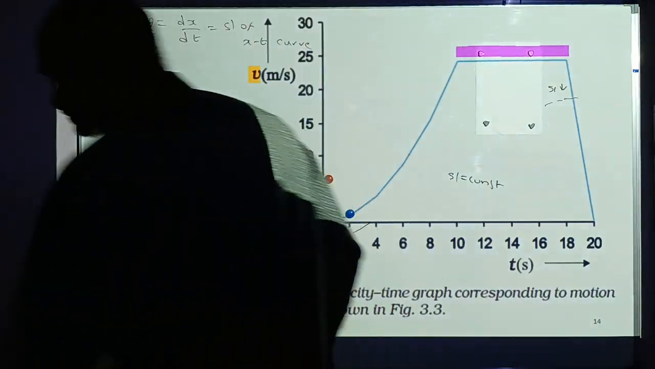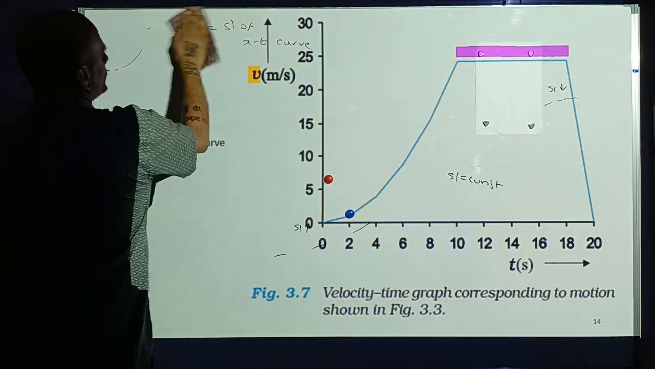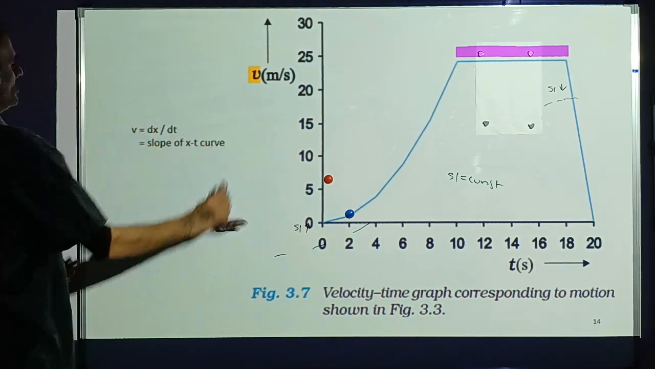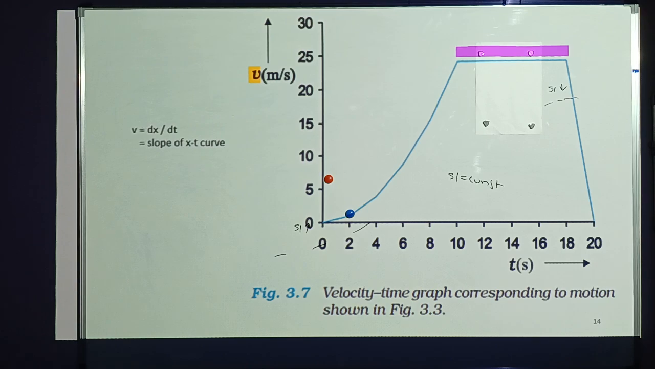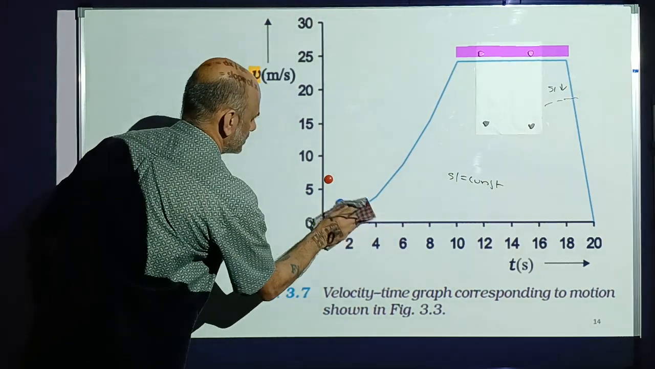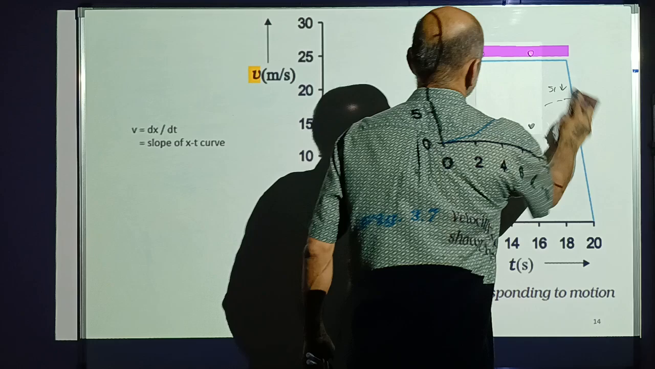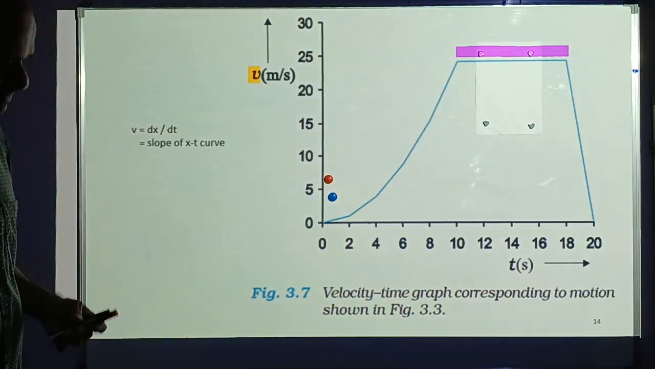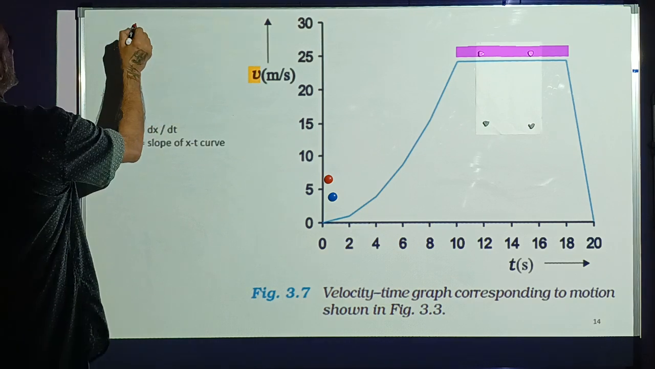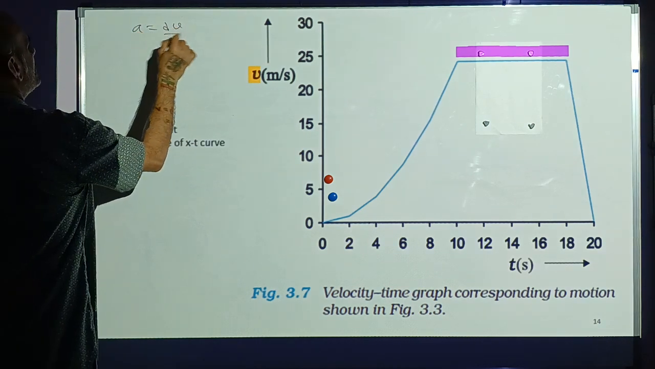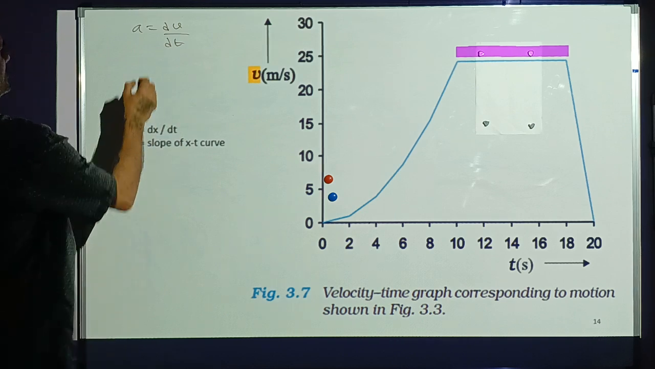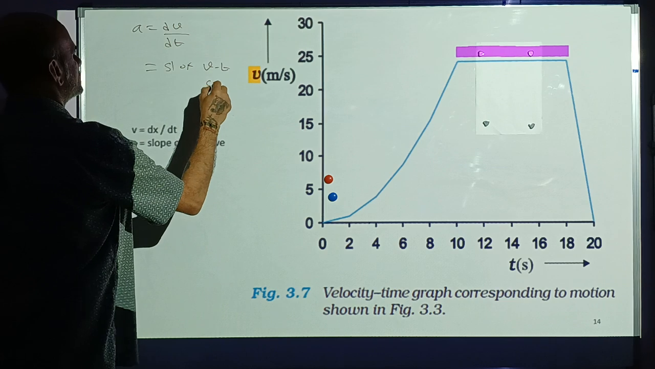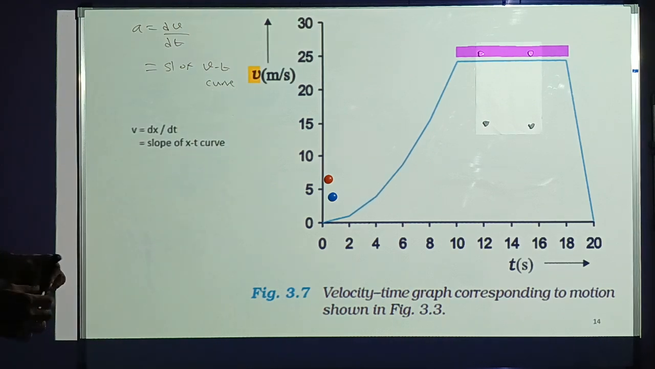So we got this Vt curve from the xt curve using the geometric interpretation of derivative, that it is the slope of the curve. Velocity is dx by dt, the slope of the xt curve. So given the Vt curve, I can find the acceleration of this motion using the relation that acceleration is dv by dt. Geometrical interpretation is the slope of the Vt curve. So here we have the Vt curve.